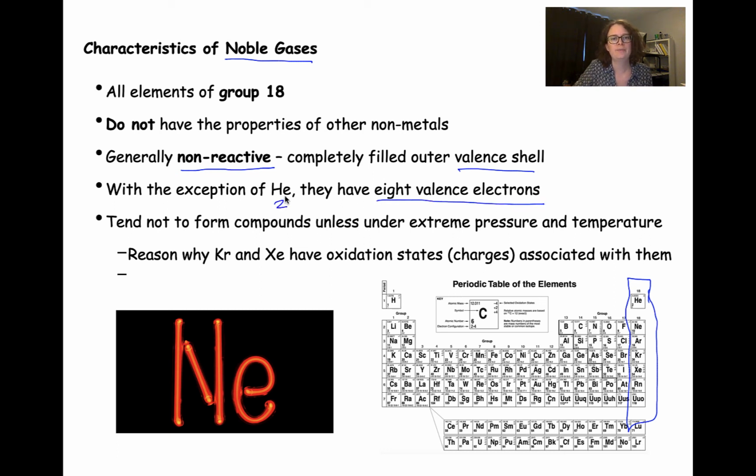Helium has 2. And they don't really form compounds unless we're under really extreme pressure and temperature conditions. So because they don't really interact with anything and they don't gain or lose electrons or form bonds, they were given the name noble gases. So noble people, right, would not come and mingle with the commoners. So that's where the noble gas name came from. Sometimes they're also called inert gases.